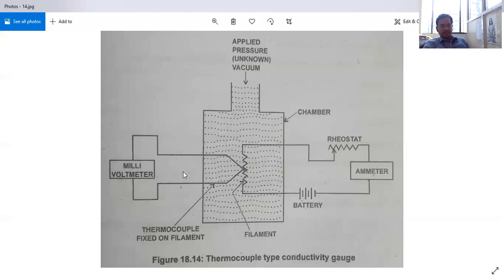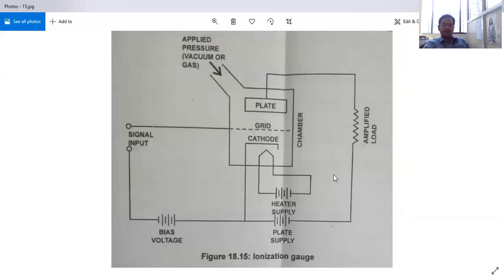So electrical power supply is a must for this type of operation. Now we enter into the next type of gauge, a vacuum pressure gauge, that is the ionization gauge.